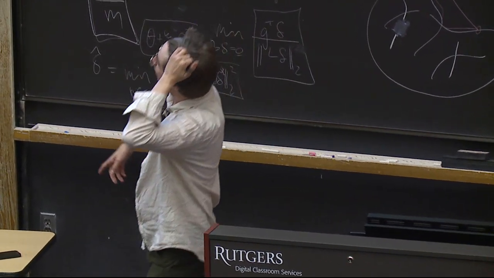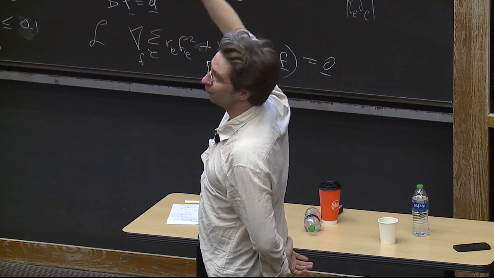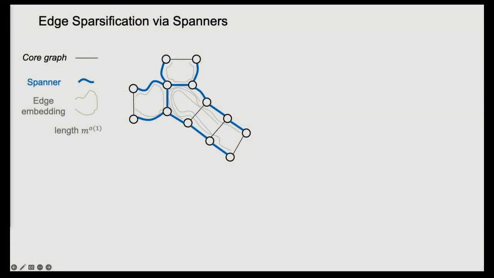Now, in spanners, you don't normally actually write down what those paths are. You just construct them and prove that there are short paths. We're going to do more. We're going to actually compute a short path for every edge that we don't put into the spanner. So these are the edge embeddings. It doesn't have to literally be the shortest path in the spanner. It just has to be short.